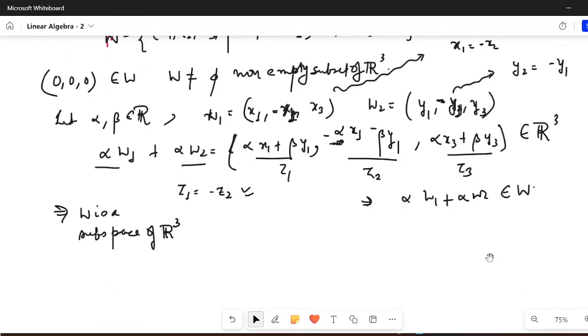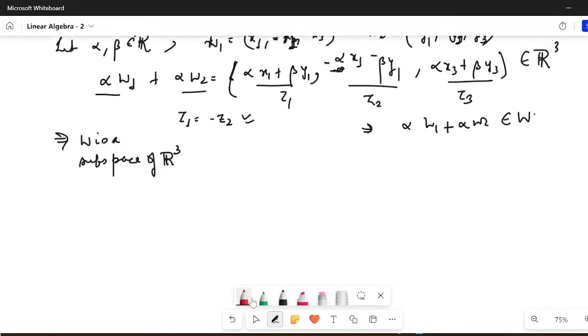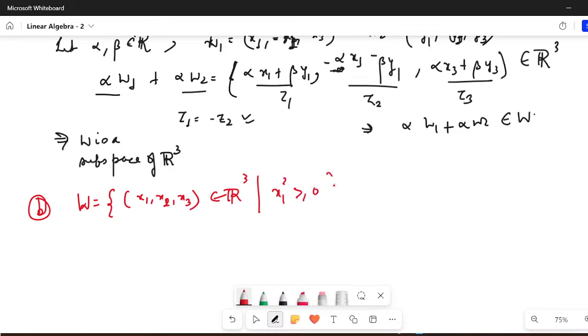Okay. Now just try to do another one. Option number B. What was option number B? In option number B, it was supplied to us that W is a subset where x1, x2, x3 are there, such that x1 whole square was greater than or equal to 0, right?